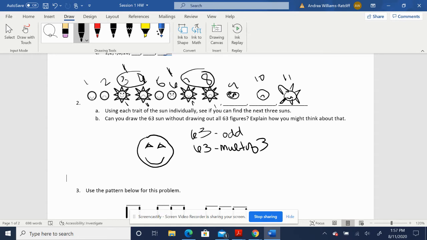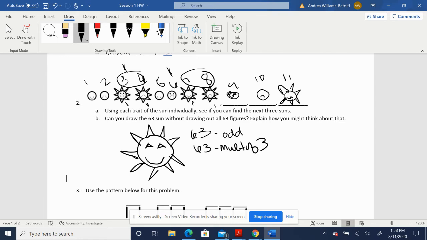Okay, so if we were going along this process, let's think, is 64 divisible by 4? Because that is the only way that we would need rays on this as well. 63 isn't a multiple of 4. So what about 64? Okay, if we do that, we see that it is very much a multiple of 4. 16 times 4 is 64. So in that case, it is the one before a multiple of 4, so it's got to have those little rays on it as well. Okay, so there's my 63rd sun without drawing all 63 figures.